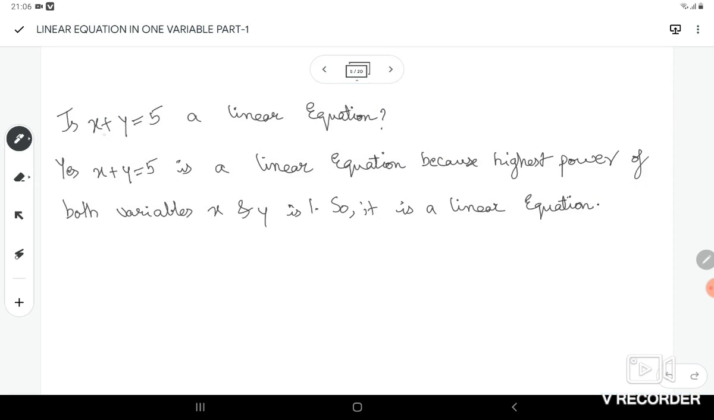Now let us take another tricky example. Is x plus y equal to 5 a linear equation? Yes, x plus y equal to 5 is a linear equation, because though there are two variables, the highest power of both x and y is equal to 1. So it is a linear equation.